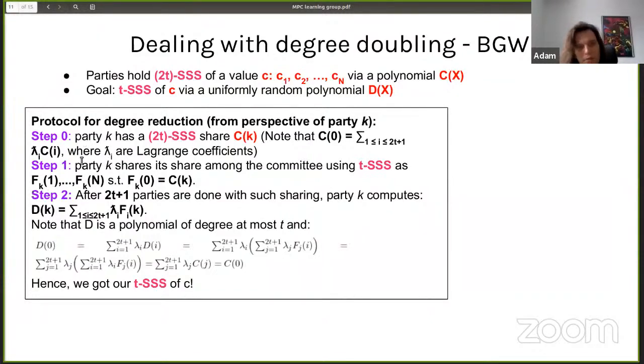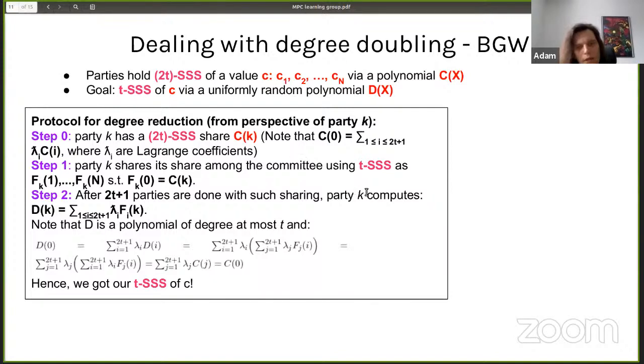What party K samples is polynomial Fk, and it sends f of 1 to f of n to respective parties. And the polynomial is such that Fk from 0 is Ck. So it's a proper secret sharing of Ck, although it's with threshold t, not a threshold 2t. So each party should do that. Some parties can crash, and that's okay. Let's not focus on that for a moment. Let's assume that all the parties are done with such sharing.